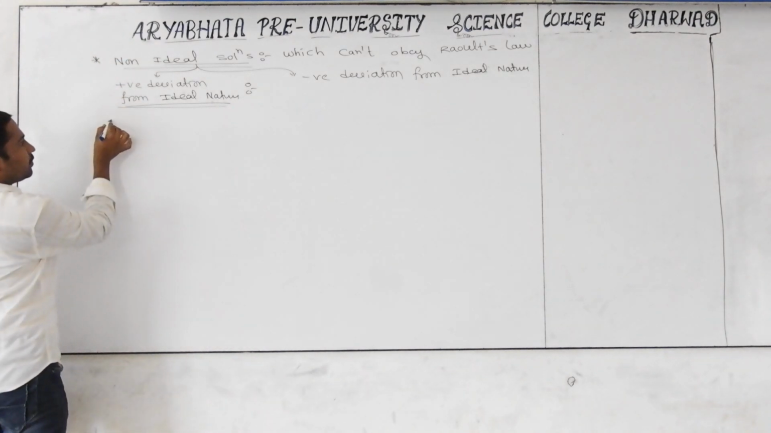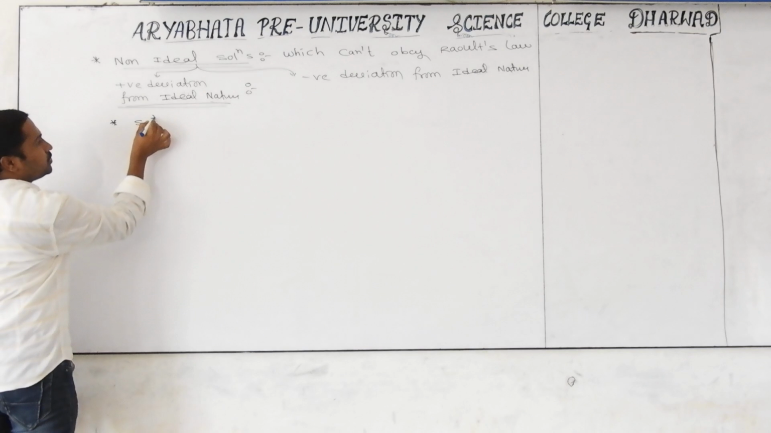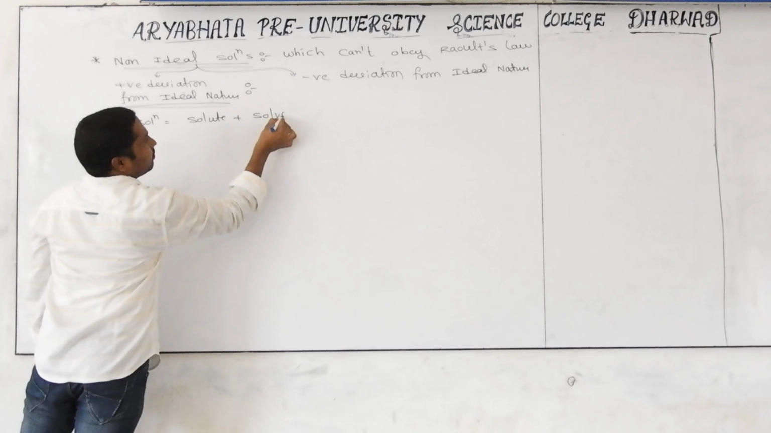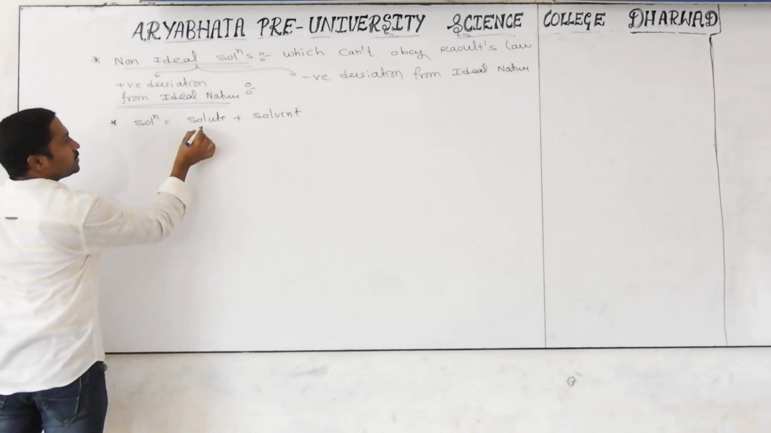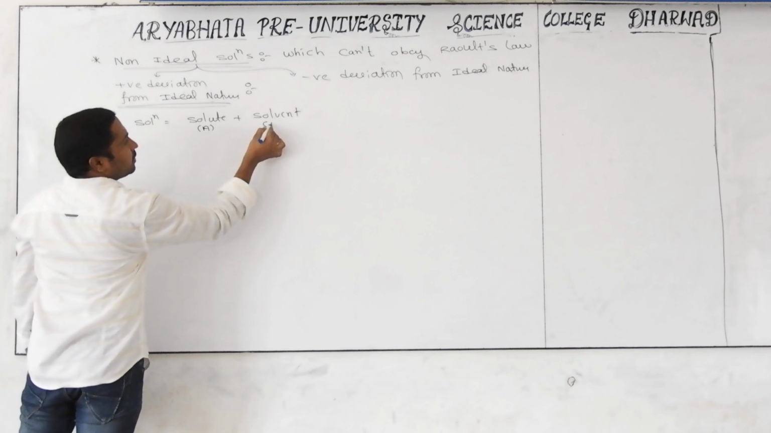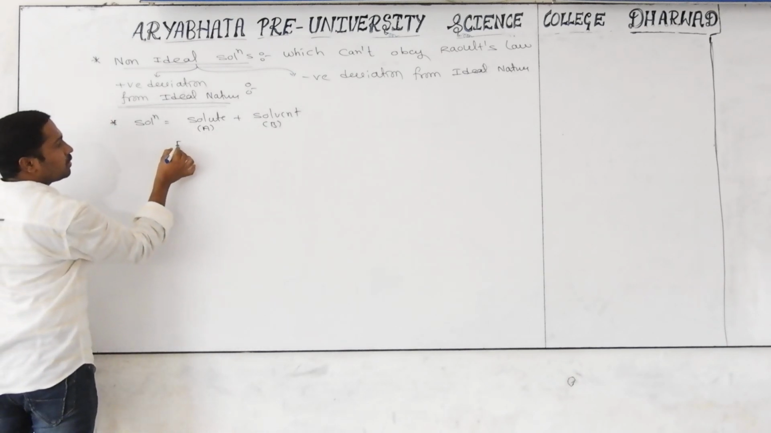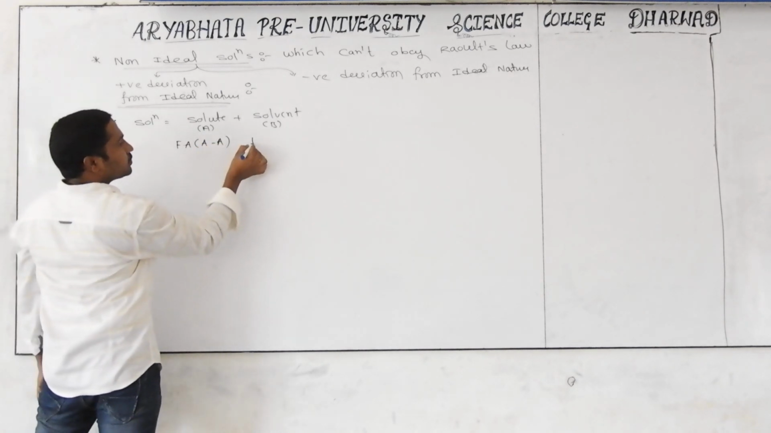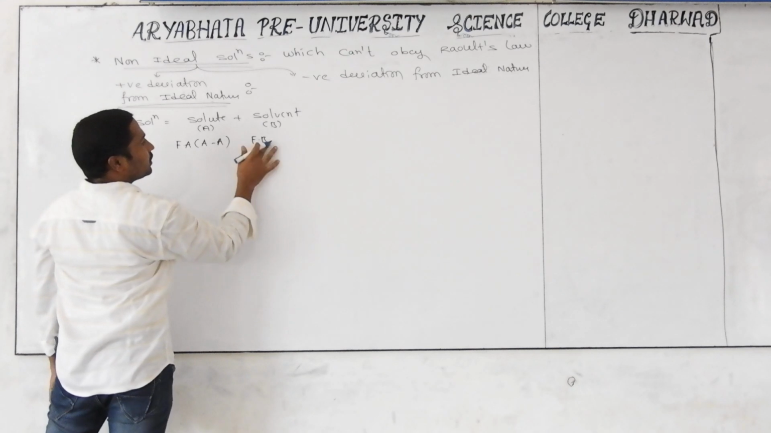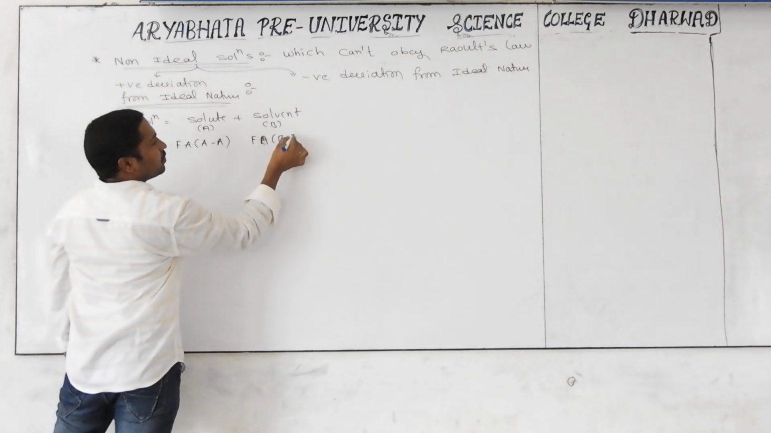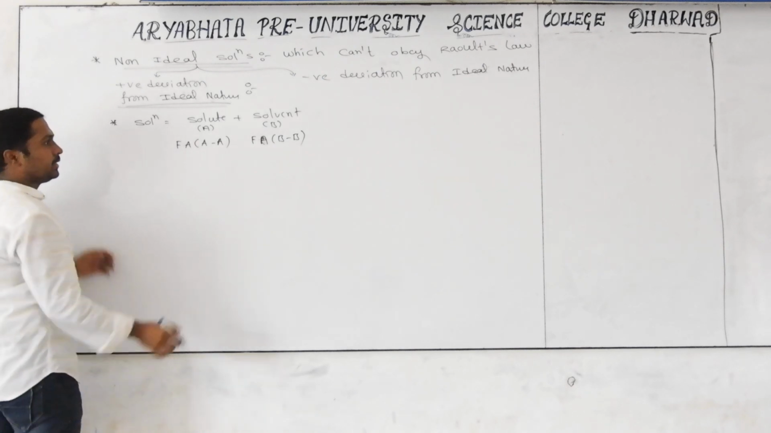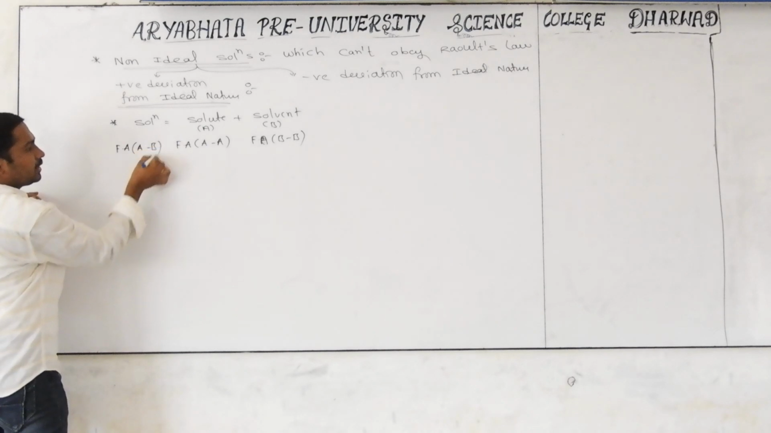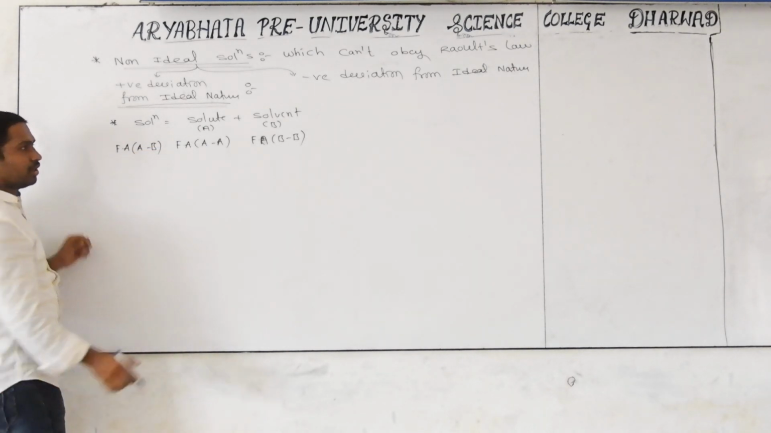Take one solution made up of solute particles as well as solvent particles. Solute is denoted by A, solvent is denoted by B. The force of attraction between solute particles is AA, and the force of attraction between solvent particles is BB. Now in the solution, a force of attraction comes between solute and solvent. A very important point you have to observe.